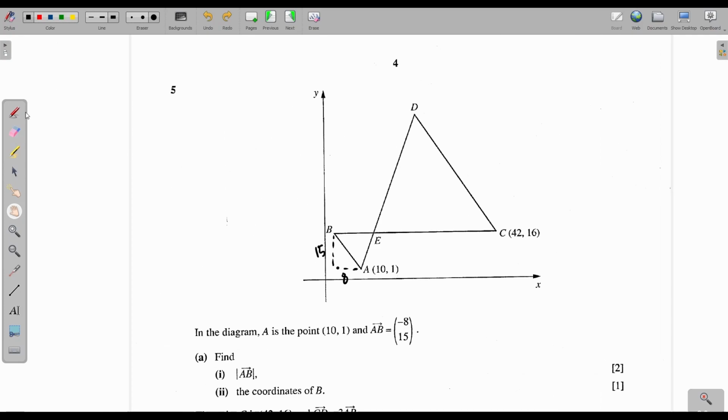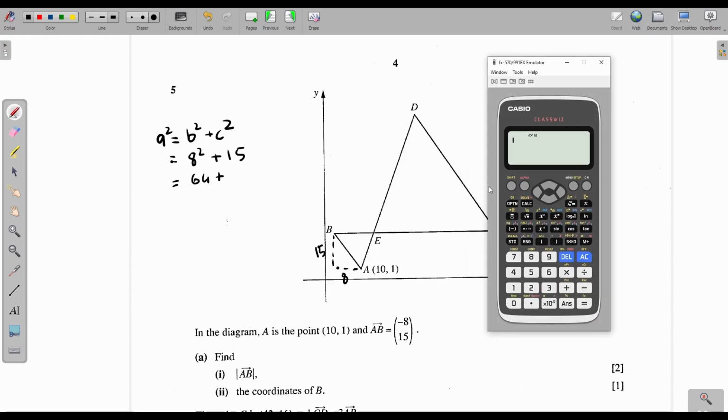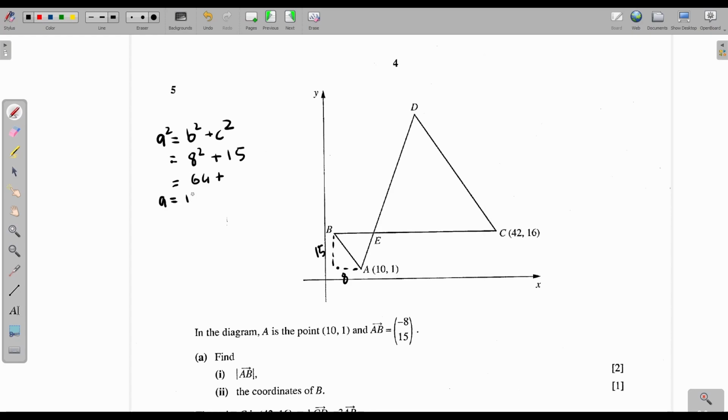So let's do that. Pythagoras' theorem is a squared is equal to b squared plus c squared, and a squared is obviously AB. So what we need to do is 8 squared plus 15 squared, which is 64 plus, I do not know what the square of 15 is, so I will use my calculator. 15 squared is 225 plus 64. And then we just get the square root of the answer, and it gives us 17. So AB is equal to 17.